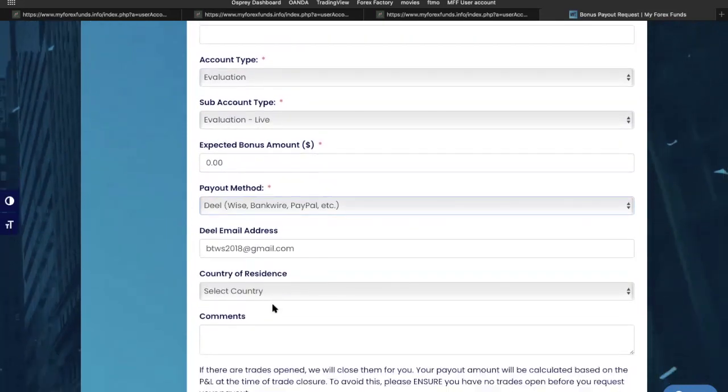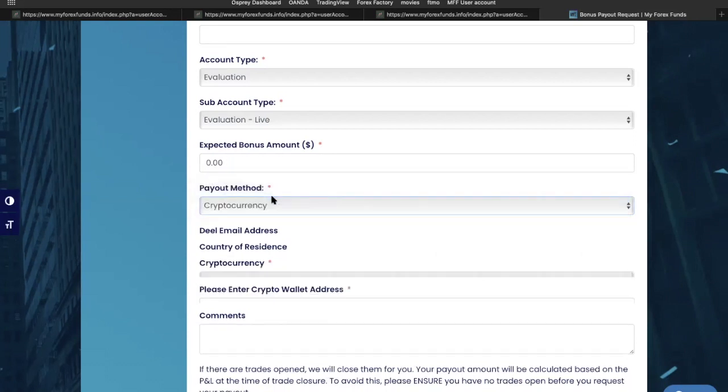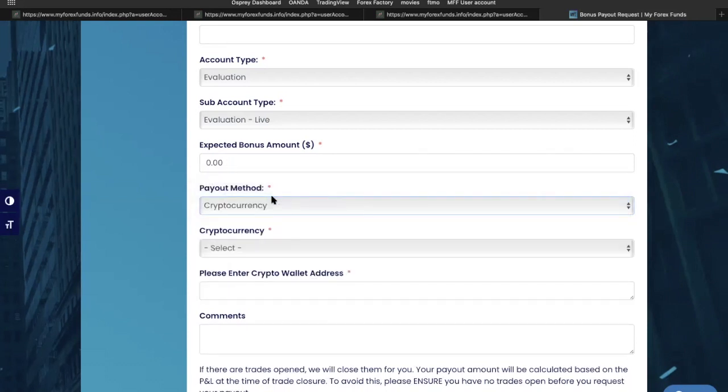If you haven't used Deel, you do need to make an account first before you use it, because they're going to send you over a contract and you have to approve it, and then they send money. It's all of that good stuff. So that's how Deel works. I use crypto, but please do your own research on how you want to receive your profit split.